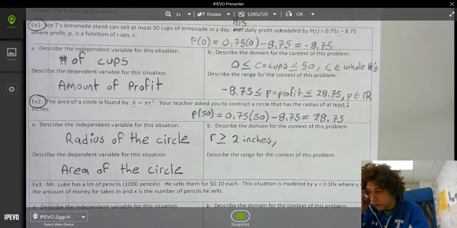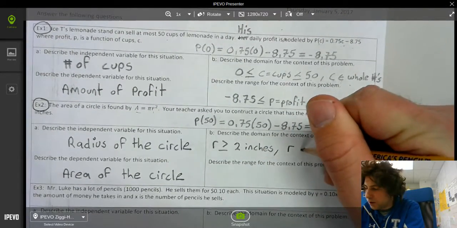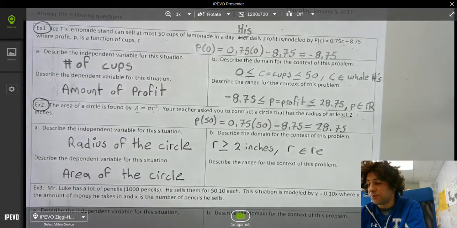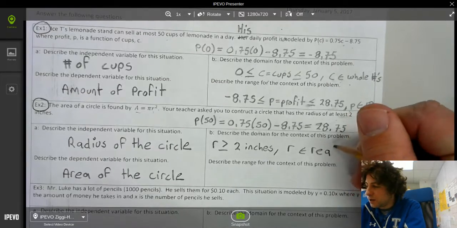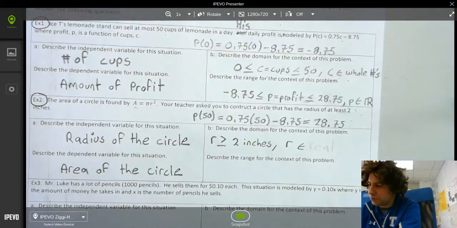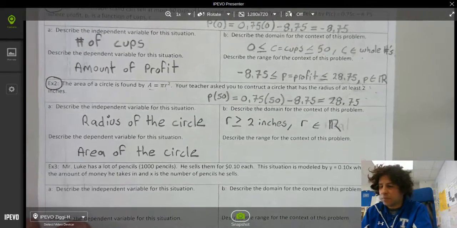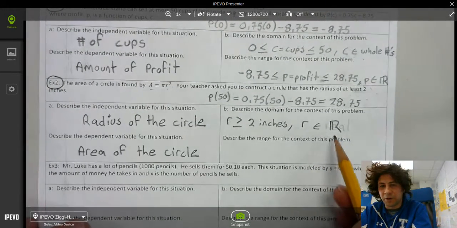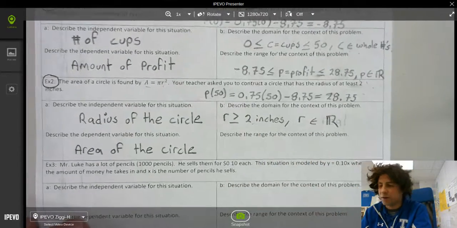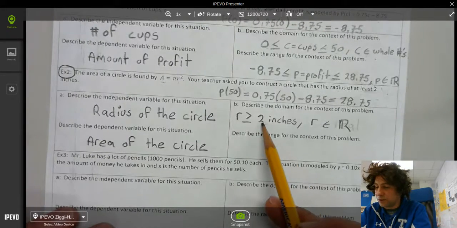But in this case, again, r is an element of the reals, because technically you can have 2.01 inches, 2.02, 2.5. You can basically have any number system. I was about to write out reals, but let's just use the double R symbol for reals. And again, this is the important part of this lesson. This is the part y'all had trouble with on the semester exam, is knowing what kind of numbers are included in the domain and range.